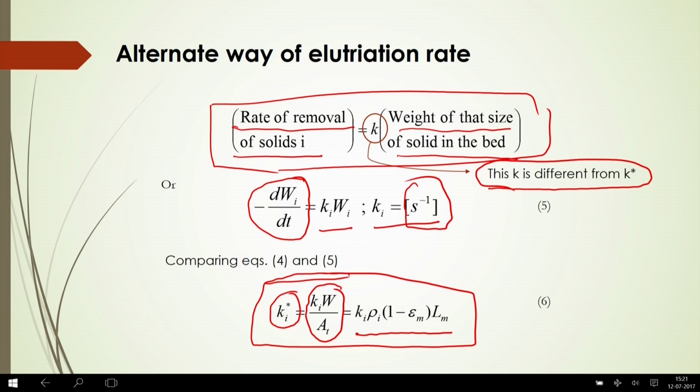So, k_i is simple: elutriation is directly proportional to the weight of the solids, whereas for k_i star the rate equation is proportional to the mass fraction, or you can say the weight fraction, of the solids of class i there.